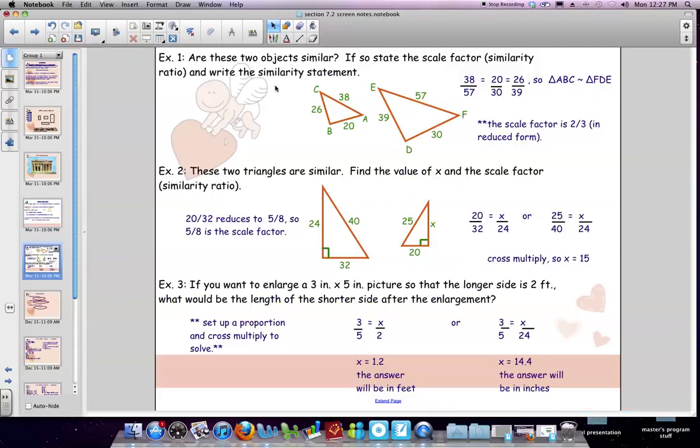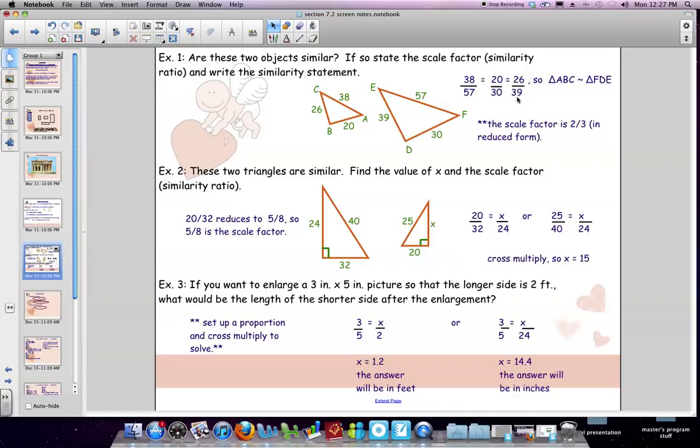There are 3 examples that we are going to cover. The first one, example 1, is looking at two figures and deciding whether or not they are similar. If they are similar, then their ratios, as I just stated, would be the same. Find their corresponding parts and write the ratios and see if they reduce down to the same thing. Our corresponding parts in this case, CA would correspond to EF, so we'd put 38 over 57. Then our other corresponding sides would be 26 over 39 and 20 over 30.